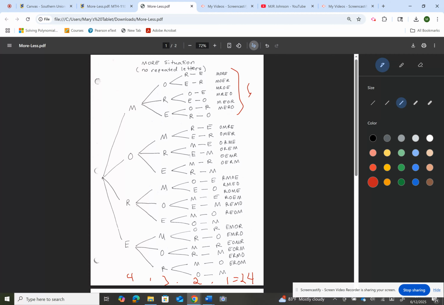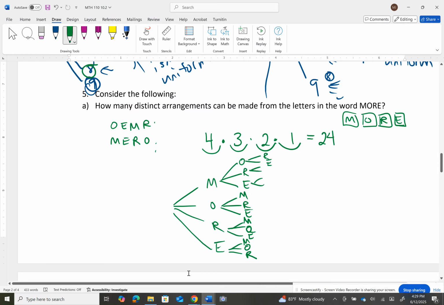Here's 6. Here's another 6. It's kind of a lag on this when I'm doing it. Here's another 6, and here's another 6. So there's the 24 different arrangements you would come up with. Okay? All right, now let me go back, and we're going to consider another scenario now.